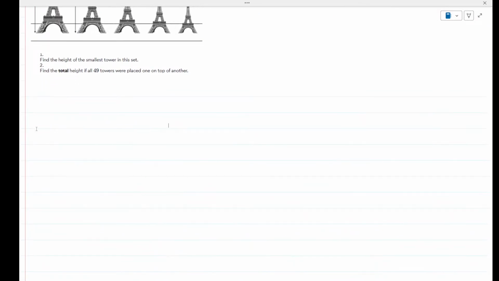3, 7, 13, and 24. I have to find the sum of the first 8 terms of this. The sequence is going on. We have to find S8, right?